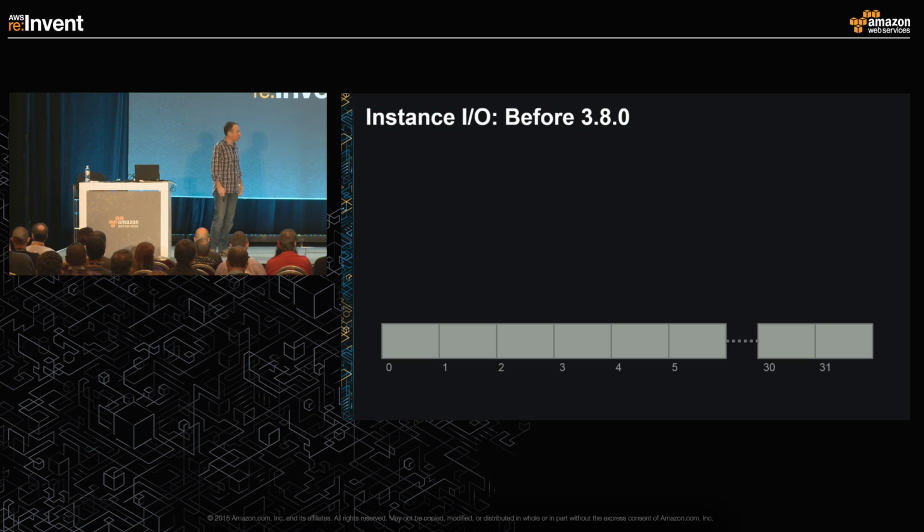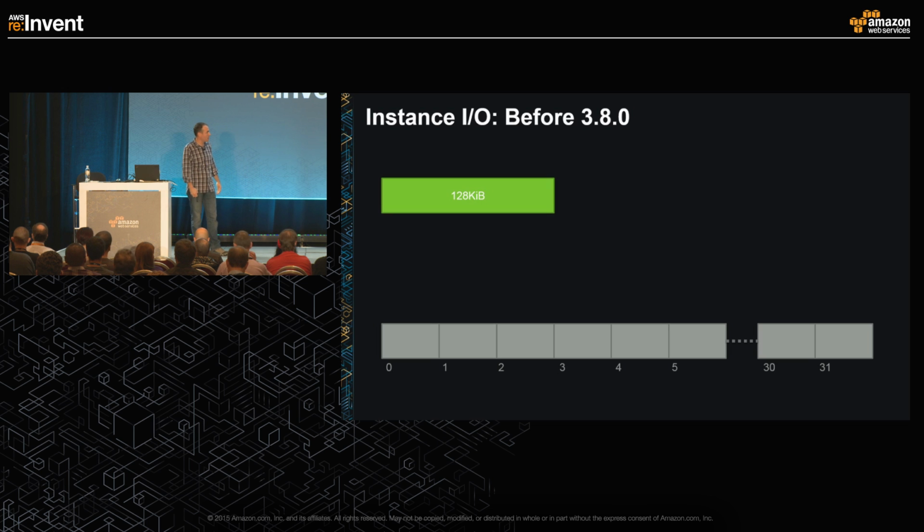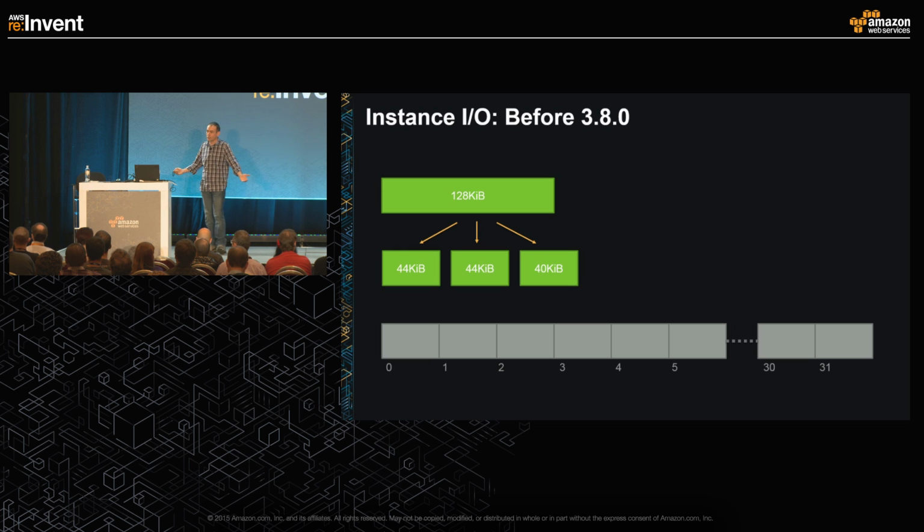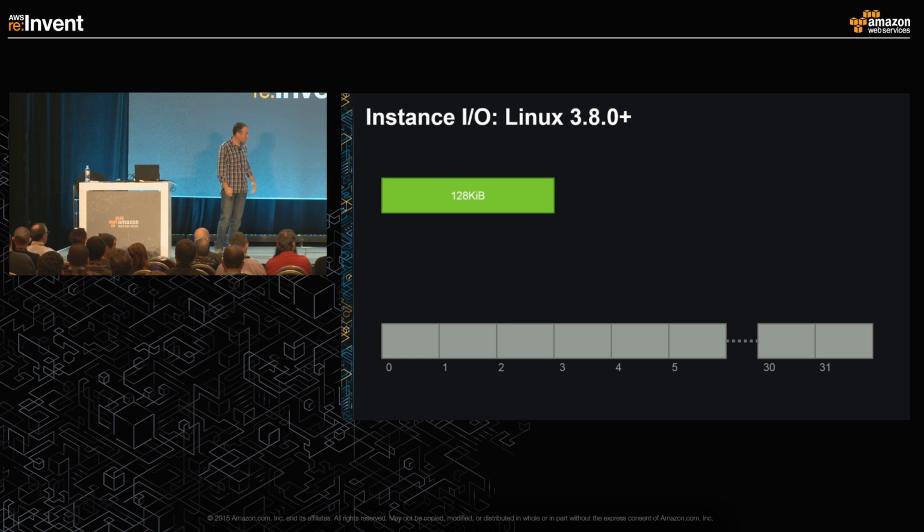I'm going to show you a smaller example of indirect references. So this is before the 3.8 kernel. If you want to submit a 128K IO, that gets broken up into 3 requests: a 44K, a 44K, and a 40K. Now, if you notice, that last request is not a full request. So we're actually able to put even less data into the queue. And those 3 requests each take up a slot in the queue. Now, I'm a computer scientist, so I start counting at 0. But there's 32 slots here, I promise. We only have the ability to put 9 of these 128K requests into the queue. With indirect references, that same 128K IO just takes up a single slot.